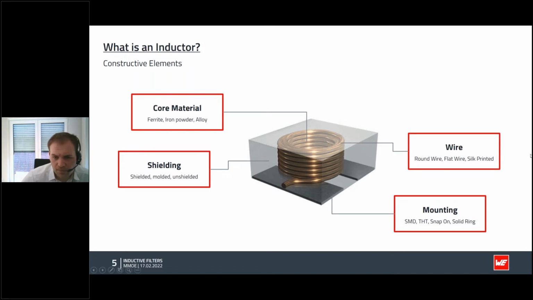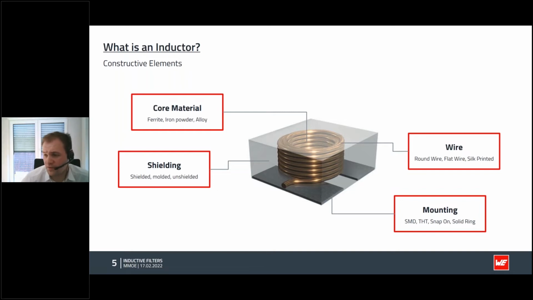Next, we take a look at the wire. Here we have a round wire on the picture, and this is what most people think of when thinking about an inductor, because the round wire is easiest to manufacture. However, there are different types of wire that can be used, for example, a flat wire for high current filter components. For an SMD ferrite, we don't use an actual wire at all. There's actually a rather thin layer, printed in a silk print process, forming the winding of the coil.